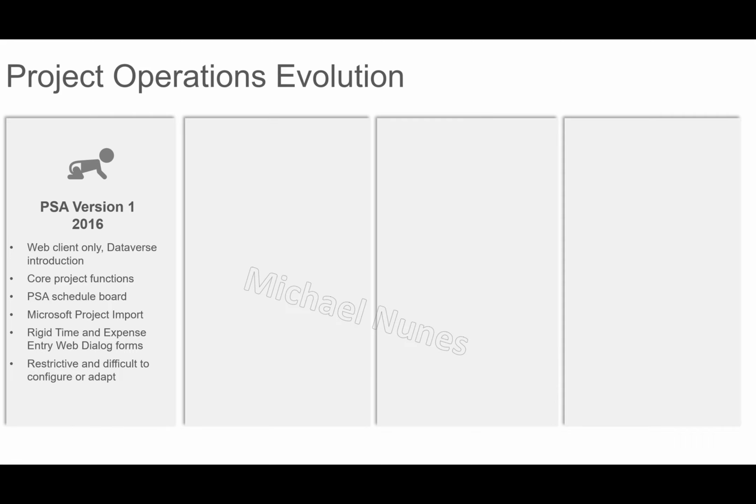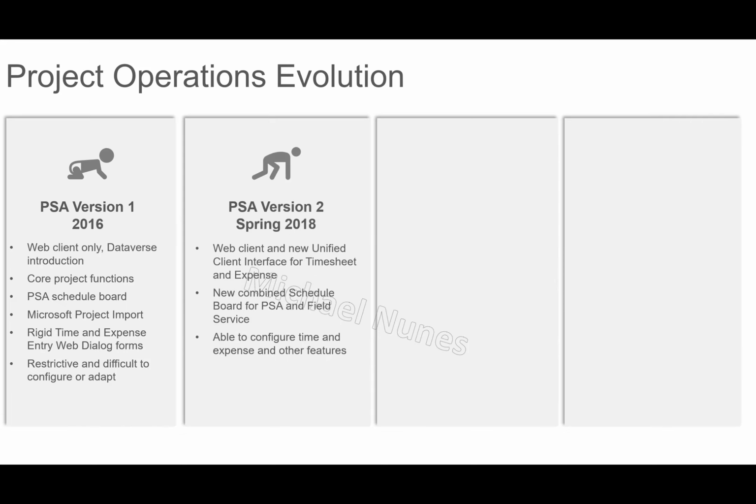This PSA version 1 included core project functionality and had its own custom schedule board, which also allowed imports from Microsoft Project. It allowed timesheets as well and expenses, but they were very restrictive to amend.